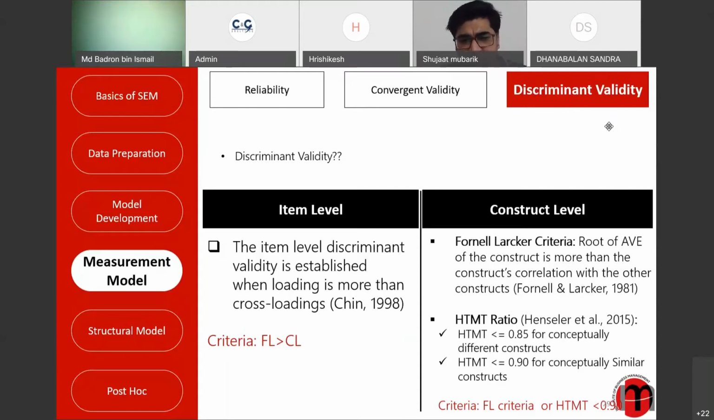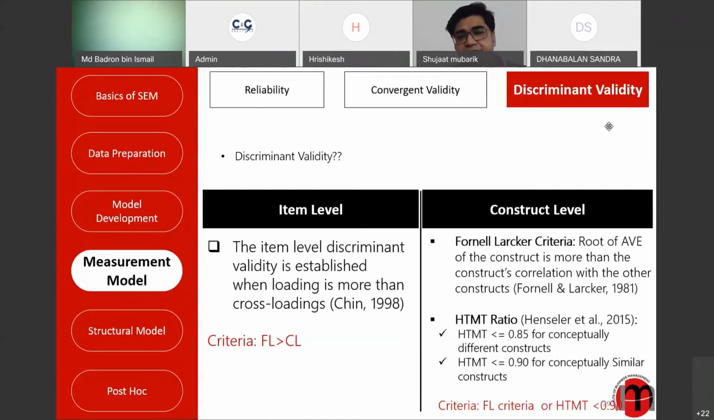Ideally, obviously, the cross-loading should be lower than the actual loading. For example, if there are 5 items of human capital, they are being loaded on human capital, so their factor loading should be higher as compared to the cross-loading. So the items of human capital should load higher on human capital, and they should have a lower cross-loading, meaning when we load them on the other constructs. So the rule is that the factor loading on the respective construct should be higher as compared to the cross-loading. So that's for the item level.